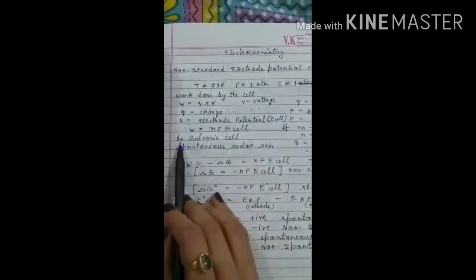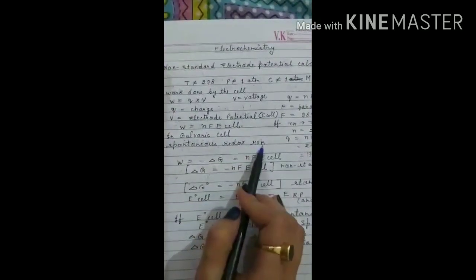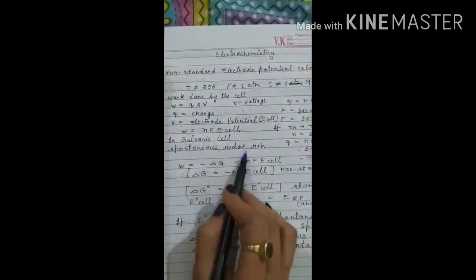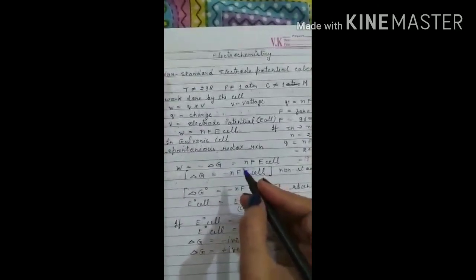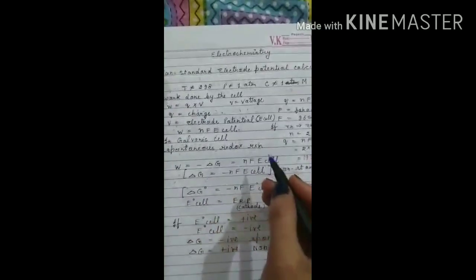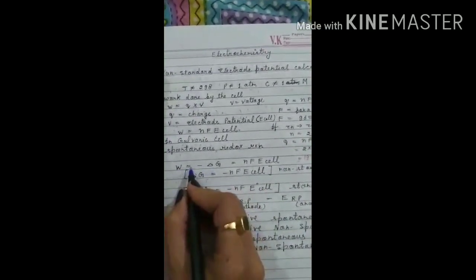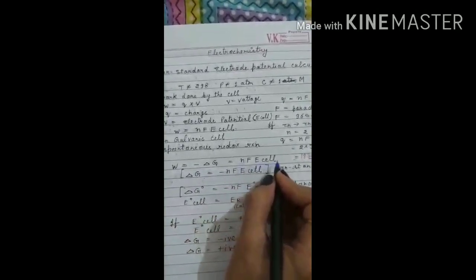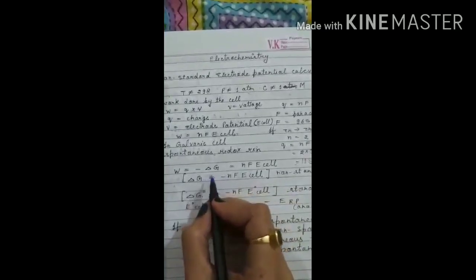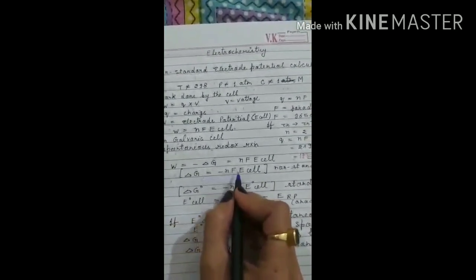Everybody knows that in a galvanic cell all the spontaneous redox reactions take place. Whenever a spontaneous redox reaction takes place, it means useful work is done. Whenever this useful work is done, energy will be lost. So that is to be mentioned by the negative sign convention. So W = -ΔG, or it is written as nFE of cell. Or it can be written ΔG = -nFE of cell.